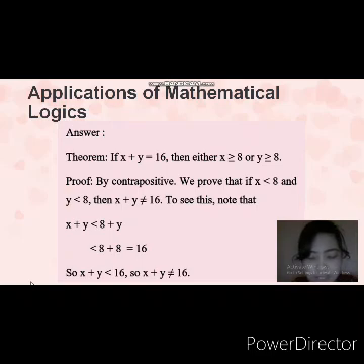Proof by contrapositive. We prove that if x is less than 8 and y is less than 8, then x plus y is not equal to 16. To see this, note that x plus y is less than 8 plus 8, which equals 16. So x plus y is less than 16, so x plus y is not equal to 16.